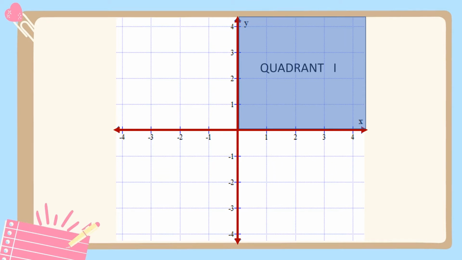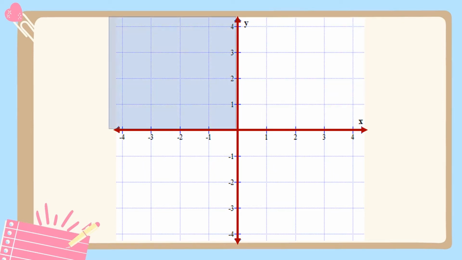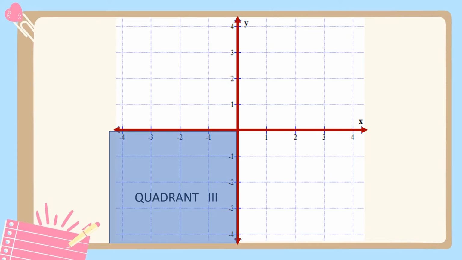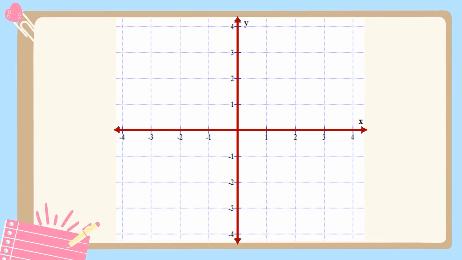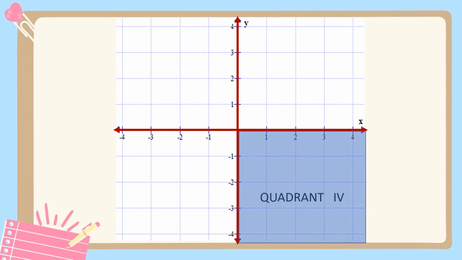The shaded part is quadrant 1. Both the abscissa and the ordinate are positive. The next shaded part is quadrant 2. The abscissa is negative and the ordinate is positive. Next is quadrant 3. Both the abscissa and the ordinate are negative. And for the last region, we have quadrant 4. The abscissa is positive and the ordinate is negative.